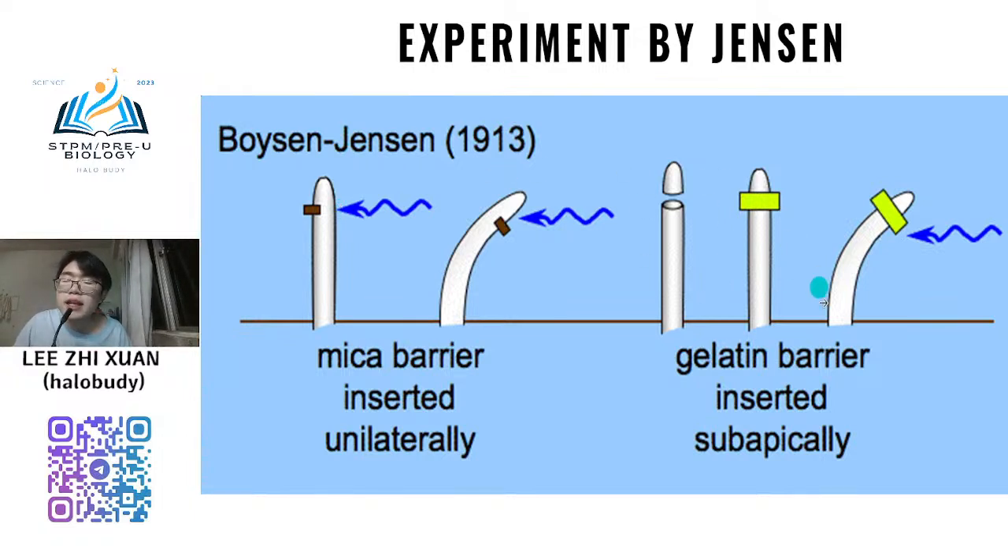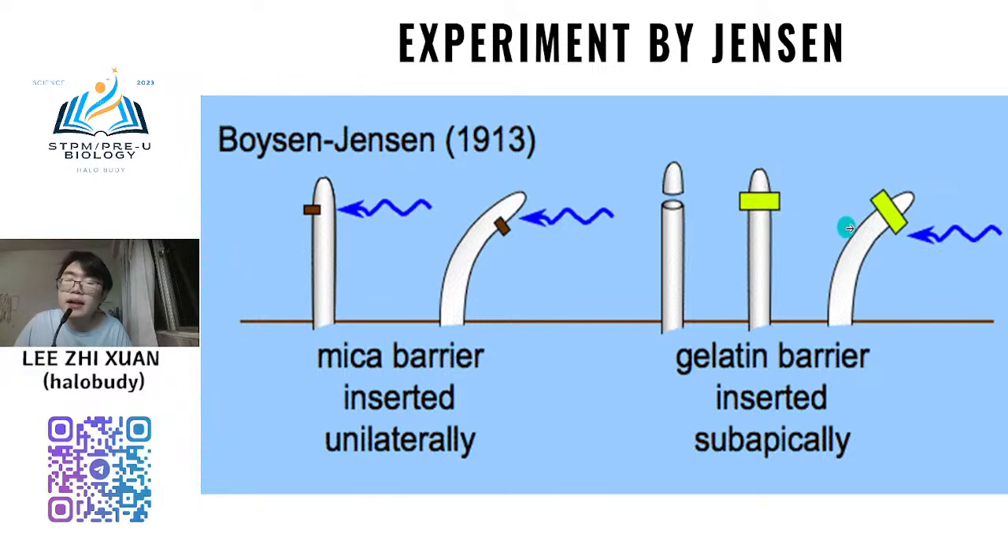And then for this one, they use the gelatin barrier. Like the previous experiment, they cut and then insert the gelatin barrier. In this one, they just cut a portion of the tips of the plant and insert it halfway only. But in this one, they totally cut down the tips, and then they insert the gelatin barrier.